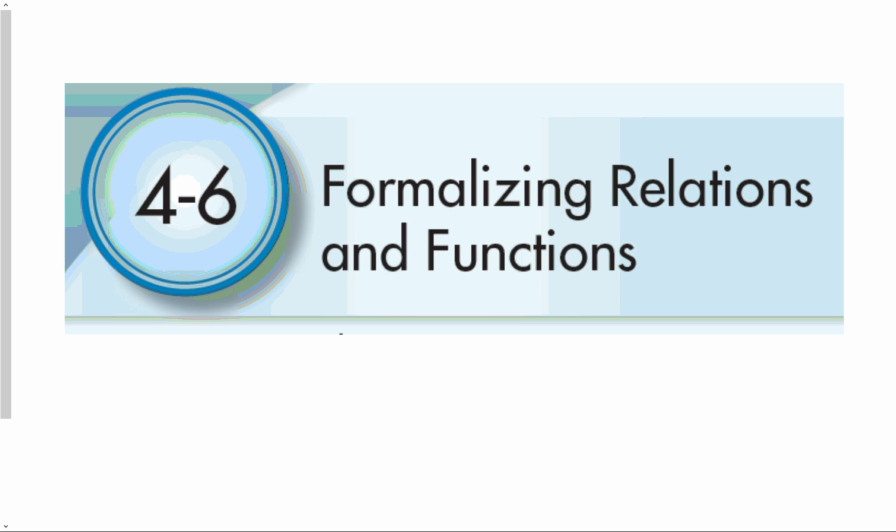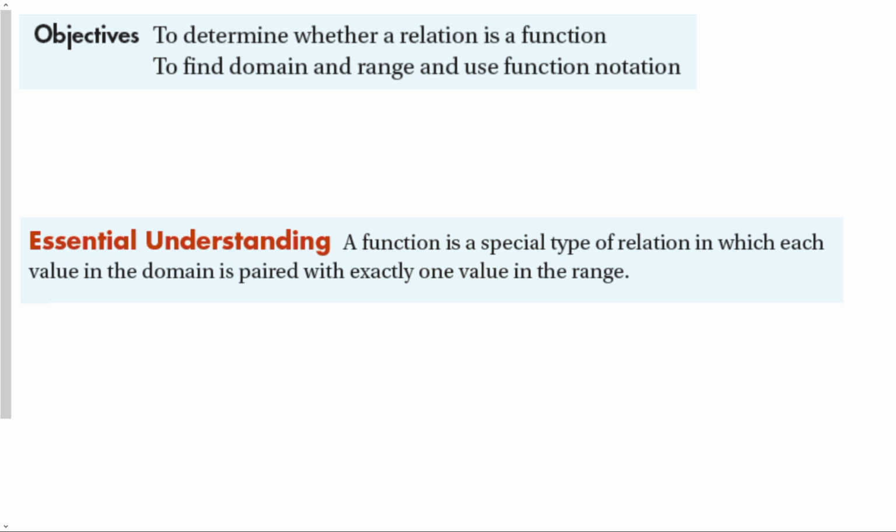4-6, formalizing relations and functions. So our objective for this section is to determine whether a relation is a function and to find the domain and range and use function notation. Our essential understanding is that a function is a special type of relation in which each value of the domain is paired with exactly one value of the range.